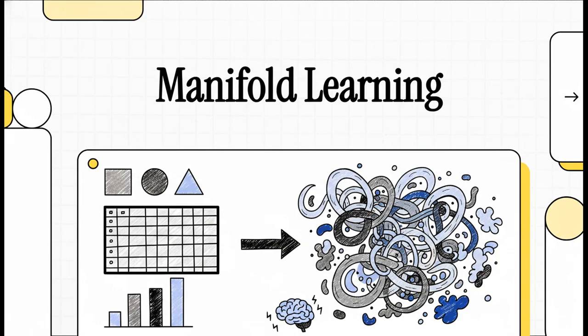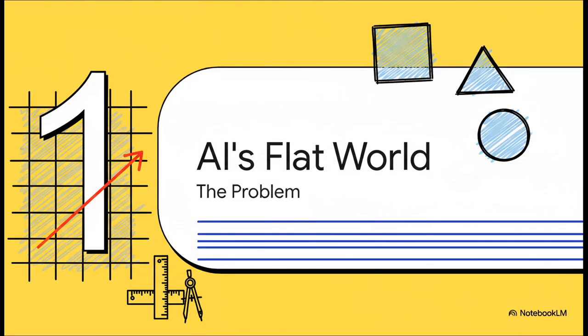AI is absolutely fantastic when it comes to finding patterns in, let's say, neat and tidy spreadsheet data. But the real world? Well, it's messy. It's complex. It's full of curves. So today we're going to dive into a really elegant mathematical idea that helps AI understand the true shape of our world. So let's get right down to it.